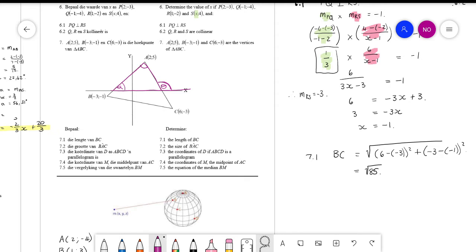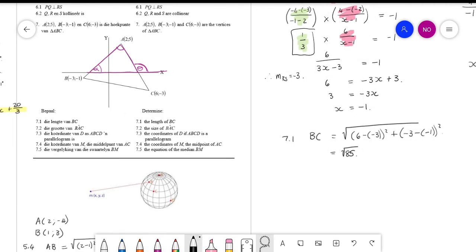Okay. Goed, so ek gaan begin deur te sê, vir 7.2, tan van hoek theta, julle sien nou almal wat sien op my skets is theta, né? Sal gelyk wees aan die gradiënt van wat se lyn. Look at where the angle theta is. Yes.